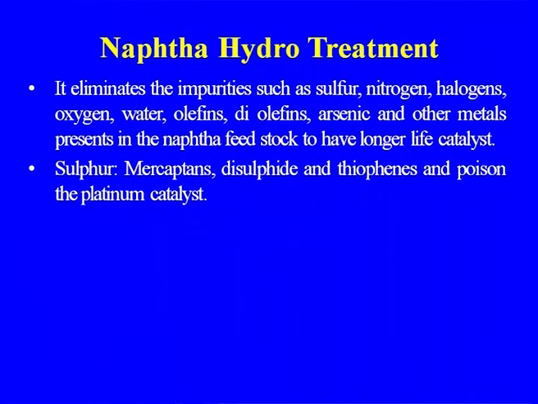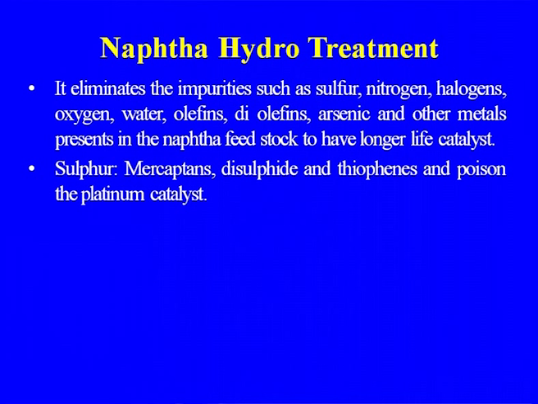So the removal of these poisons which may poison the catalyst is very important. What is happening in the case of naphtha hydrotreatment? When we are doing the naphtha hydrotreatment, it eliminates impurities such as sulfur, nitrogen, halogens, oxygen, water, olefins, diolefins, arsenic, and other metals present in the naphtha feedstock to have a longer life catalyst.